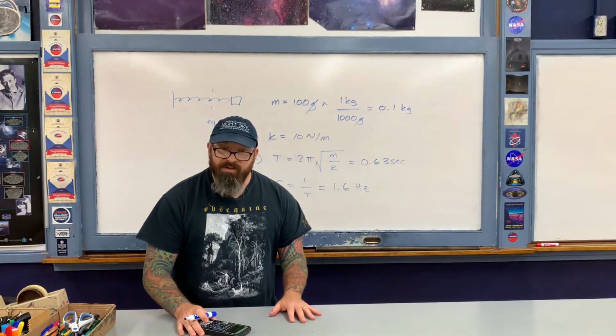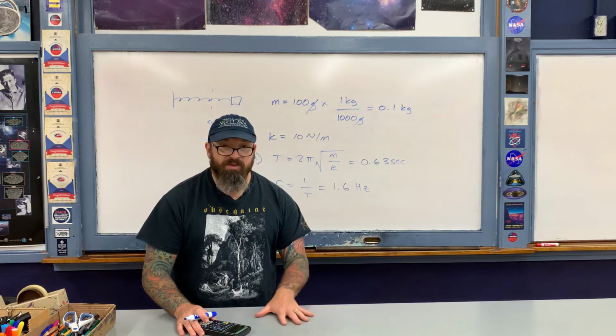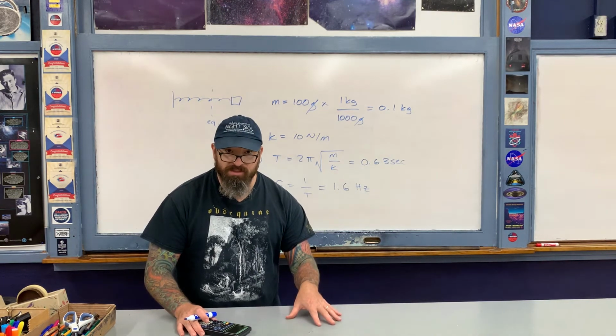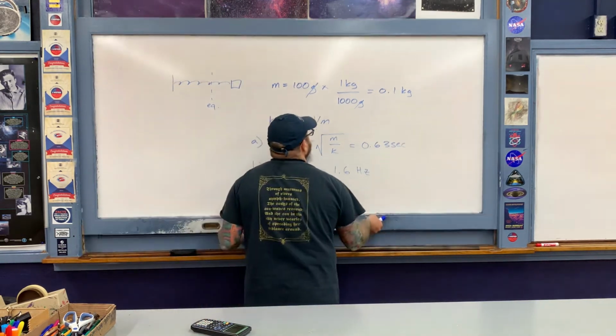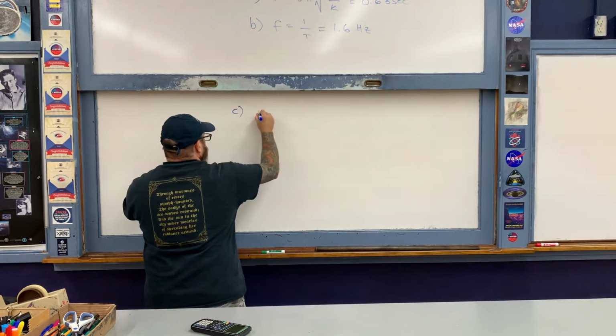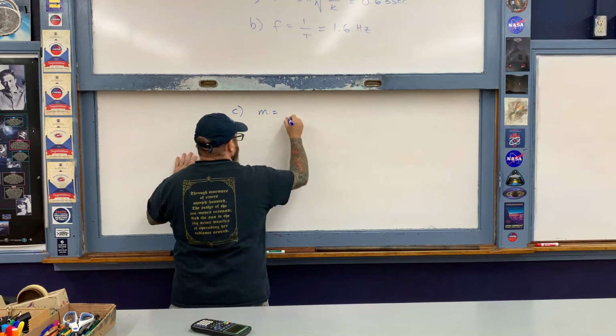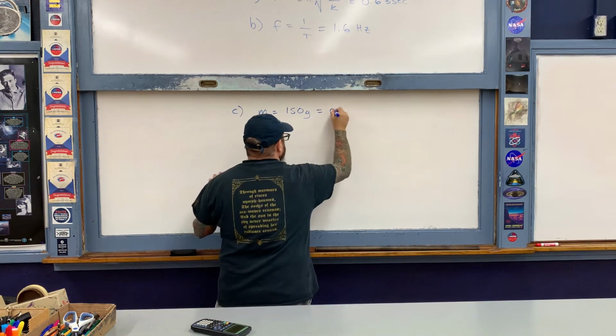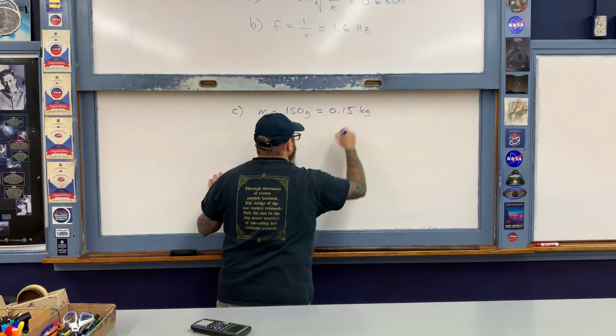And then briefly in part C of the problem, we're going to see what happens with these values when we attach an additional mass of 50 grams to the object. So let me call this part C now. What we're doing is taking the mass of 100 grams and adding 50 grams to it. So the mass is 150 grams. That is equal to 0.15 kilograms.